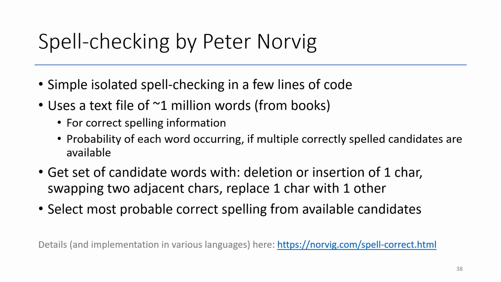It uses a text file of 1 million words collected from books for correct spelling information. And then it works based on the probability of each word occurring, based on the frequency in the books. So you get a set of candidate words from your text that you want to spell check, and then the most probable correct spelling is induced from the available candidates. Please go check it out if you're interested for more.